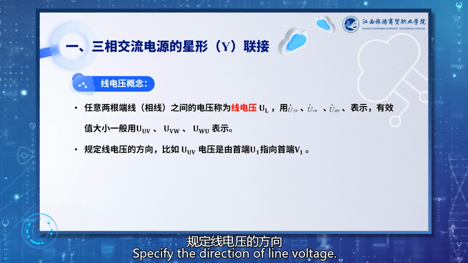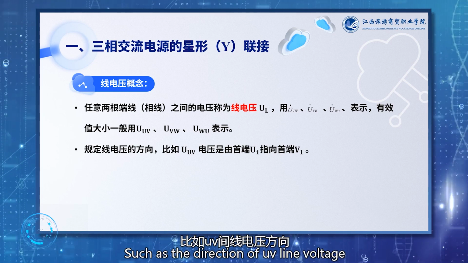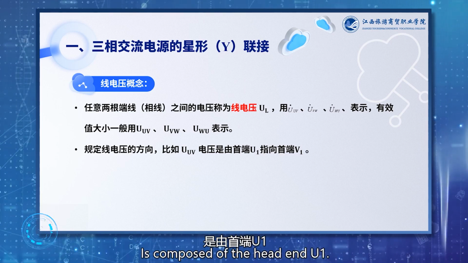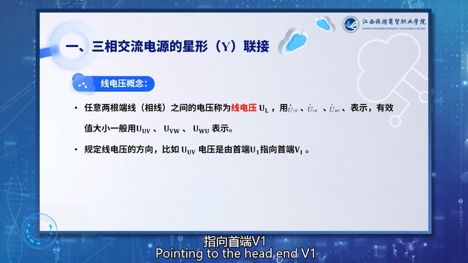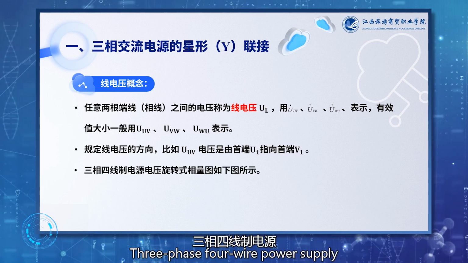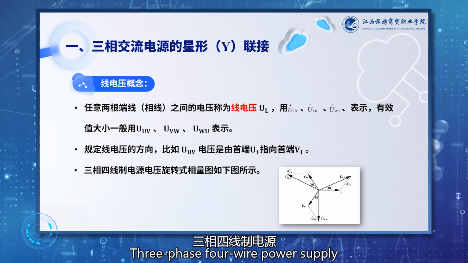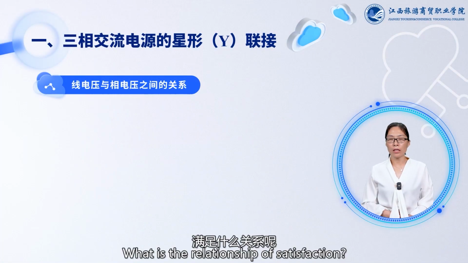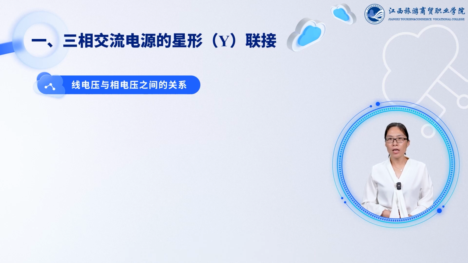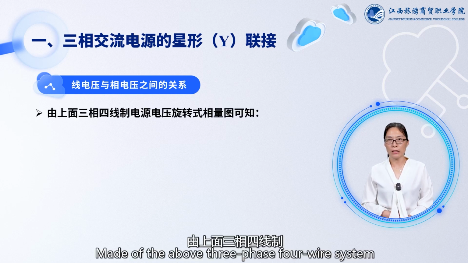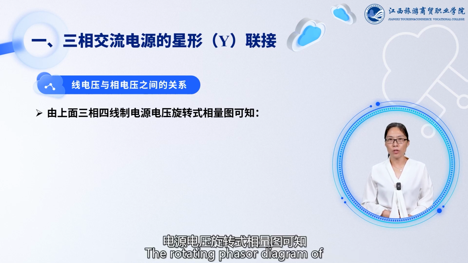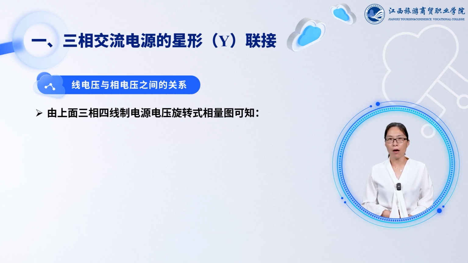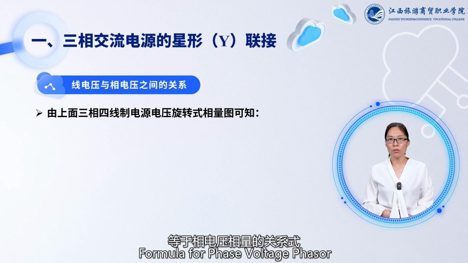The direction of line voltage is specified such that, for example, the direction of UV line voltage points from the head end U1 to the head end V1. The rotating phasor diagram of the three-phase four-wire power supply voltage is shown in the following figure. What is the relationship between line voltage and phase voltage? From the rotating phasor diagram of the three-phase four-wire power supply voltage, the line voltage phasor is related to the phase voltage phasor as follows.